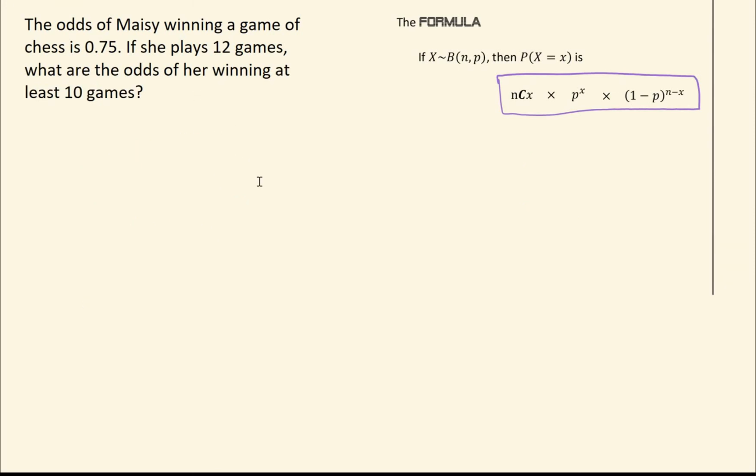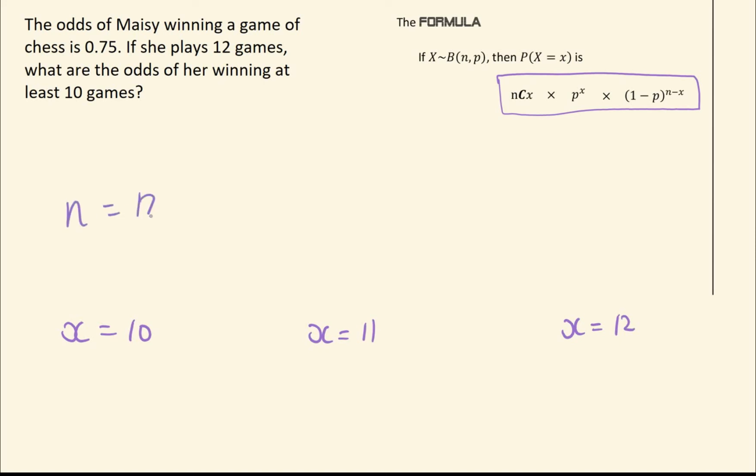So here's the same question with Maisie playing her games of chess, but now I want her to win at least 10 games. Okay, when it's at least or at most or more than or less than, you've got to think what are all the possible numbers we could have. So if she's winning at least 10, that means she can win 10 games exactly, and she can also win more than 10 games. However, she's only playing 12 games, so the most she can win is 12 games. What you then need to do is work out the probability for each of these things one at a time, and then add them all together at the end.